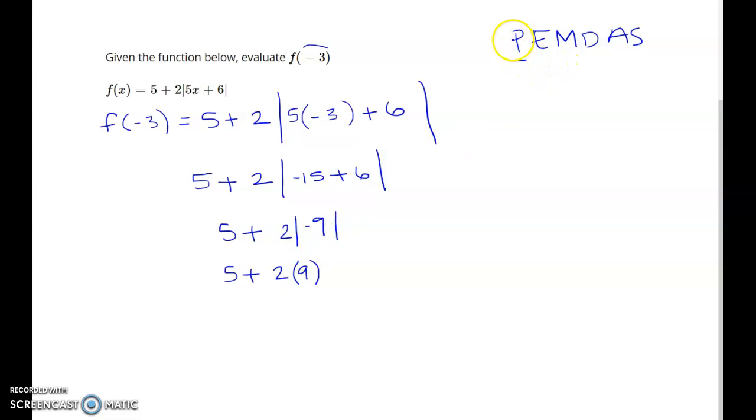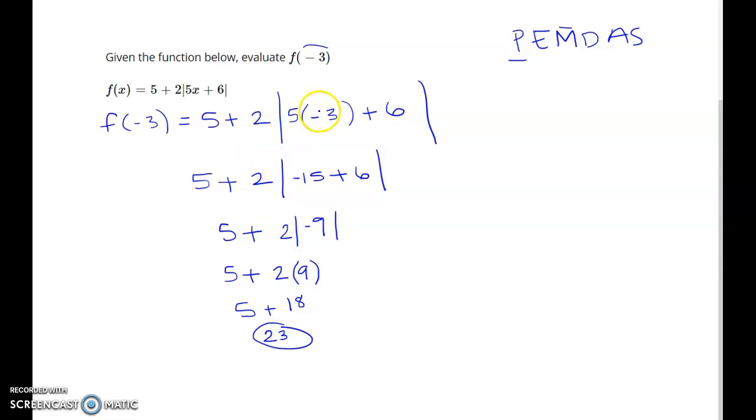Okay, next, so we've simplified the parentheses completely. We don't have any exponents, so next we'll multiply. So 2 times 9 is 18. We get 5 plus 18 is going to be 23.